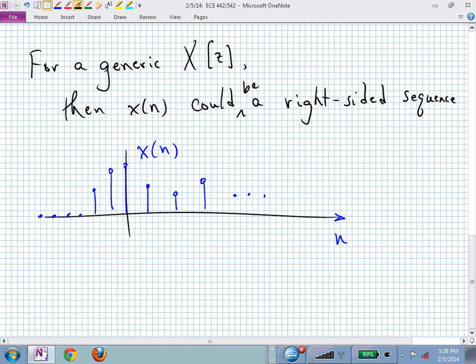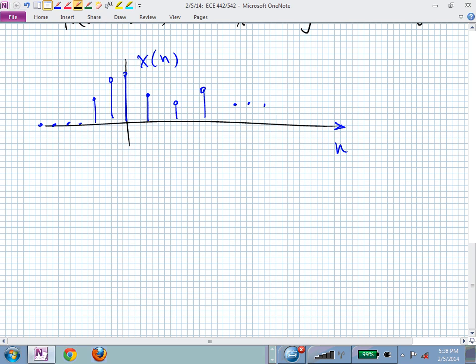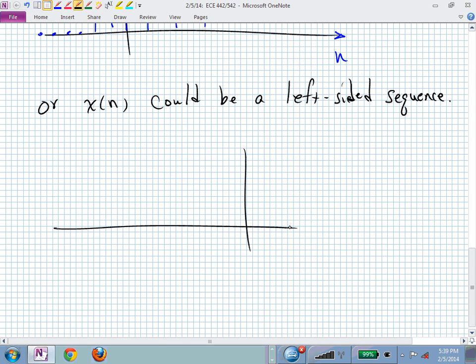So if you're just given capital X of z, you don't know if it's causal, if it was just non-negative, or anti-causal or non-causal on the left. And so I'll say, or little x of n could be a left-sided sequence. Meaning now this sequence to be left-sided, that just means that it's always on for negative values of time, and it stops, or it doesn't have a right side to it.